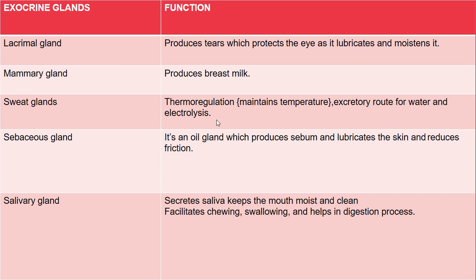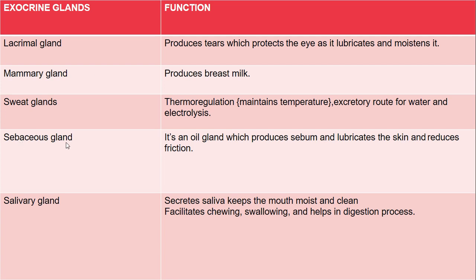So the water and the electrolytes which are coming out from the sweat gland, and through the pores in our skin, the water and the electrolytes are coming out. So that is the thing which helps in maintaining the temperature of the body. Because of the moisture which is present, it helps in thermoregulation, that is maintaining the temperature of the body.